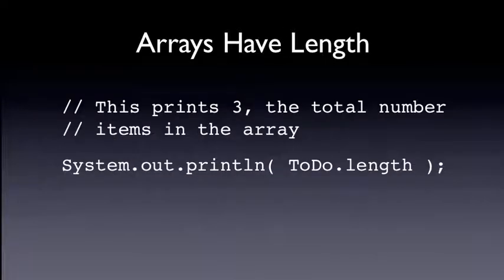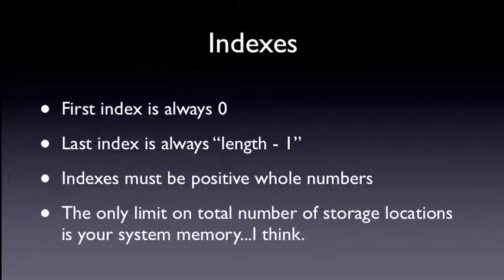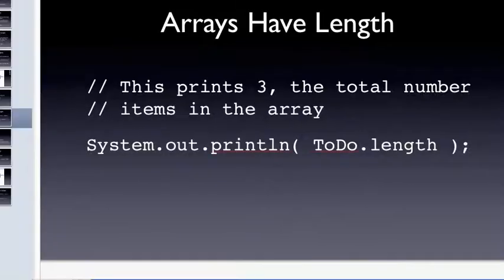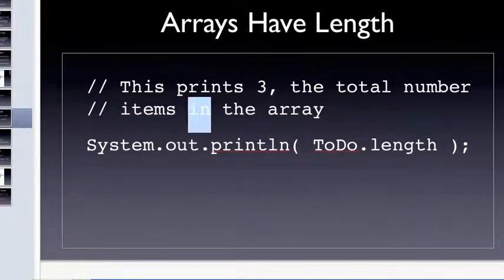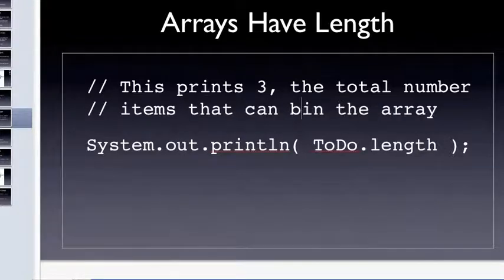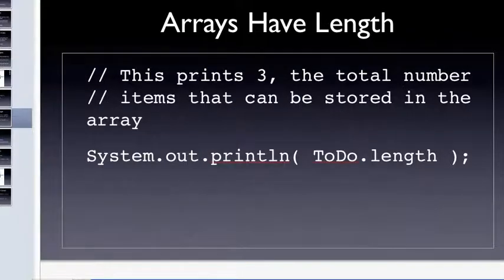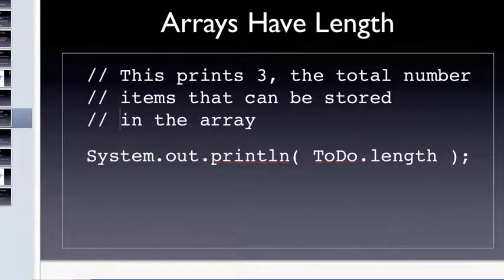A couple of things that arrays know about themselves. They know the length of the array, and actually this is a badly worded slide too, so let's go out of this and change that. They don't know the total number of items in the array. They know the total number of items that can be stored in the array.